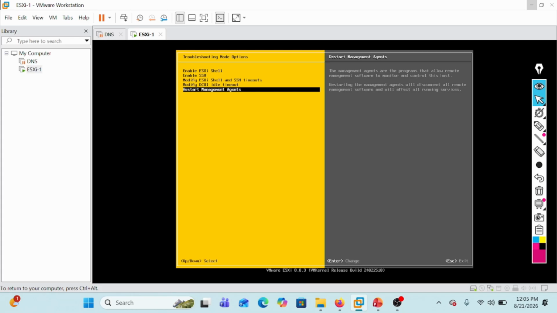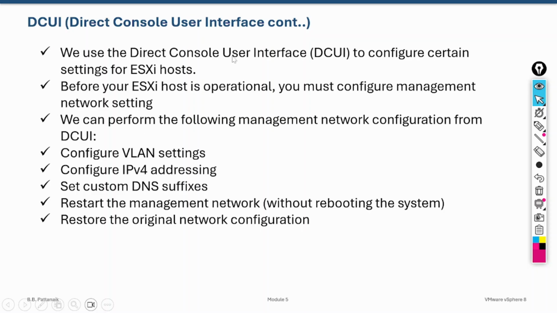So if you have an ESXi host where the management network is not configured correctly, DCUI is one of the first places you should check. Got my point? So we have discussed these things.